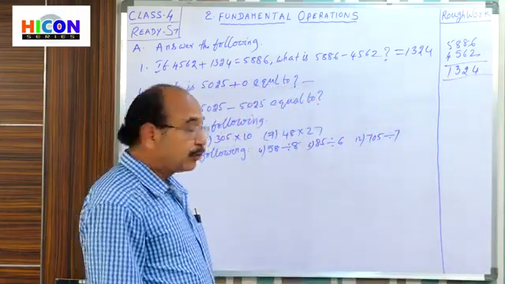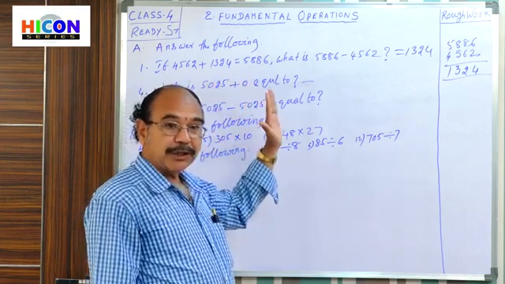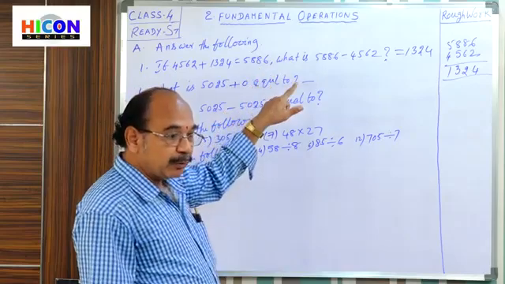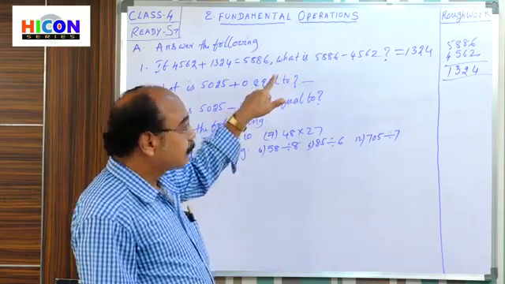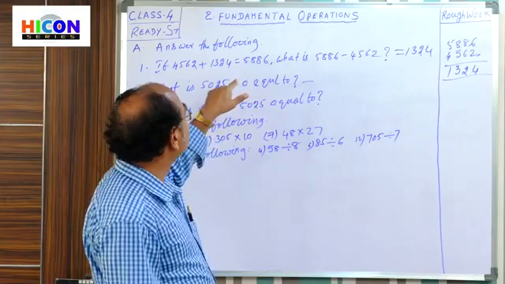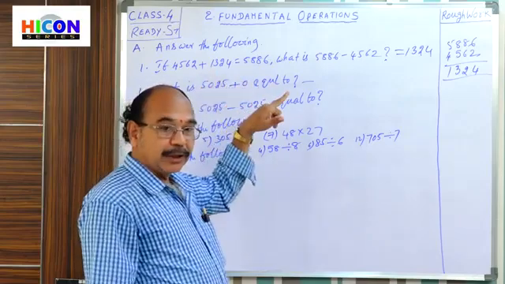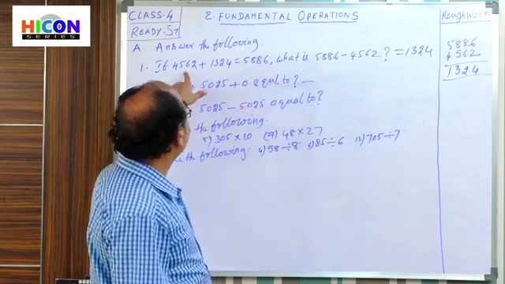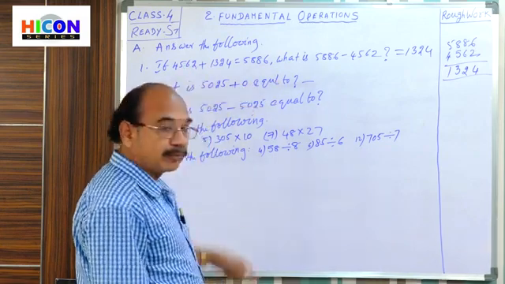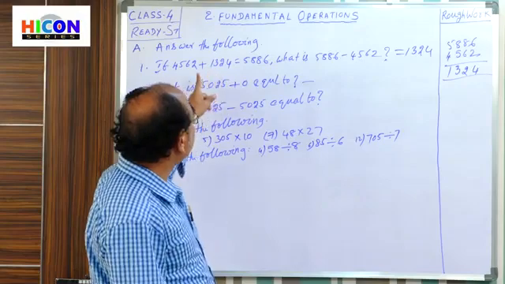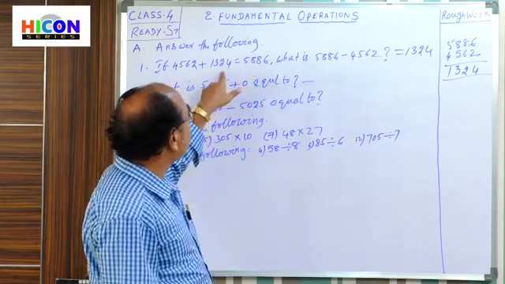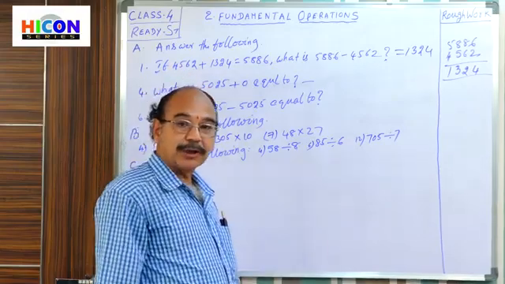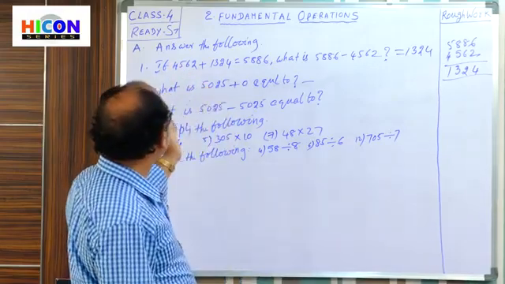Okay, children. So, the main point we have to study here: if the sum of the two numbers is given, then to get the first number, we have to subtract the second number from that. If you want to get the second number from the sum, you have to subtract the first. So, first number is equal to their sum minus second number. Second number is equal to their sum minus first number. Okay, children. Now, let us go to the next question.